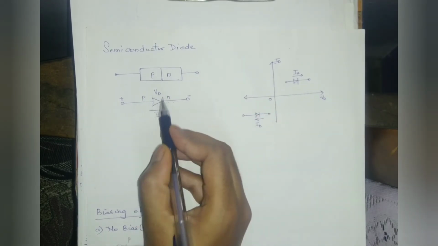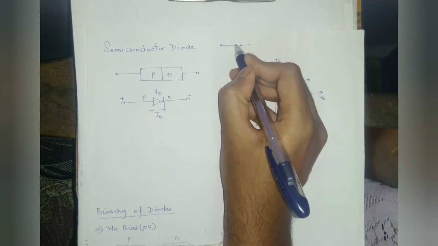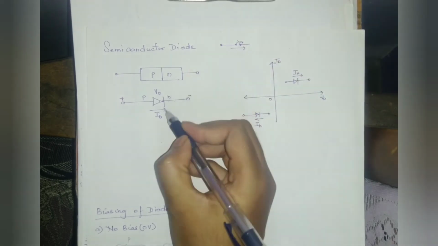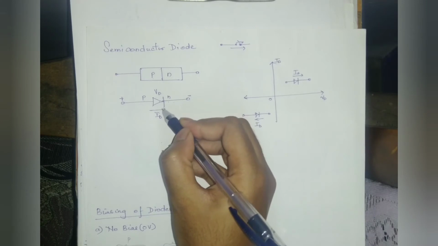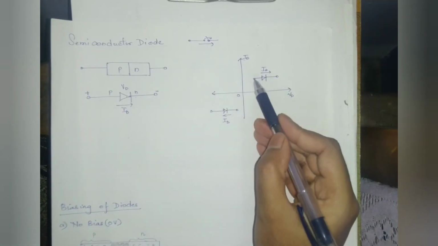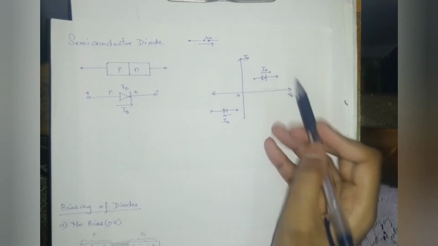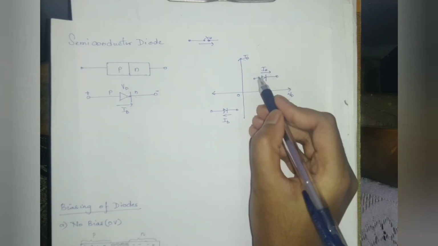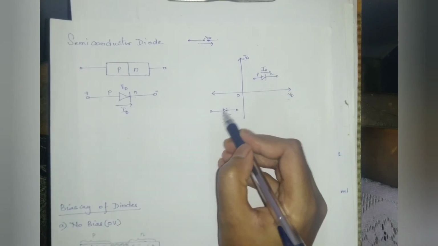Now here the characteristics of a diode are similar to that of a switch. You can assume a switch to be connected like this, right? When you close the switch, the current will flow in only one direction. In a similar way, the flow of current in a diode is only in one direction. Now this is a graphical representation of the diode, the graph of I_D versus V_D. Here the diode is in forward bias, where the current flows from P to N, and in this case the current flows from N to P, that is the reverse bias.